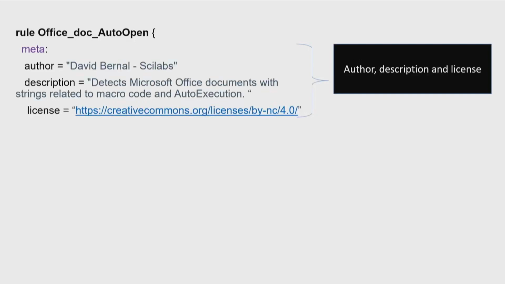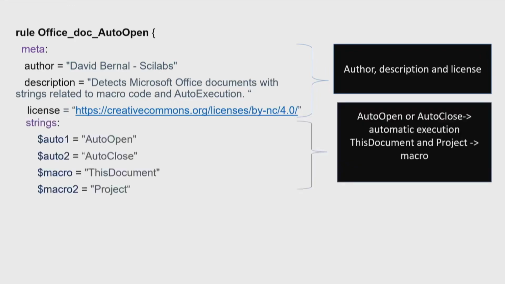Here you can see that I specified a license, and I added the description, the author name, and then we have 4 strings. The very first 2 strings are related with automatic execution. They are functions within the VBA code in the Word document. Basically, AutoOpen runs code whenever the document is opened and macros are enabled. And AutoClose runs code whenever the document is closed, and obviously the macro code is enabled. And then the last 2 strings are contained in documents that have macro code.